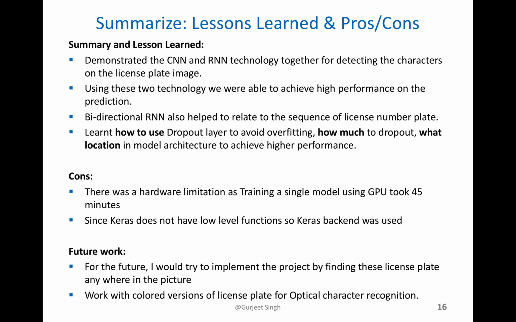Now we summarize the lessons we have learned, the pros and cons. In the summary and lessons learned, we have demonstrated CNN and RNN technology together for detecting the characters on the license plate image. Using these two technologies, we were able to achieve high performance on the prediction. Here we have used the bidirectional RNN to help relate to the sequence of the license plate. And we have also learned how to use the dropout layer to avoid overfitting, how much dropout to use, and what location of the dropout layer is best suited in the model.